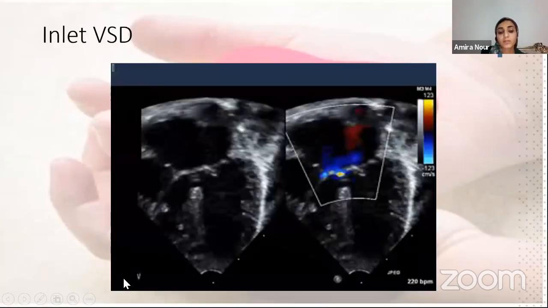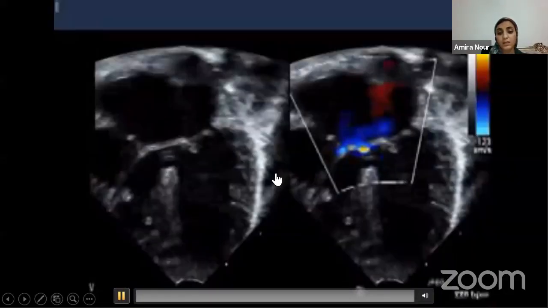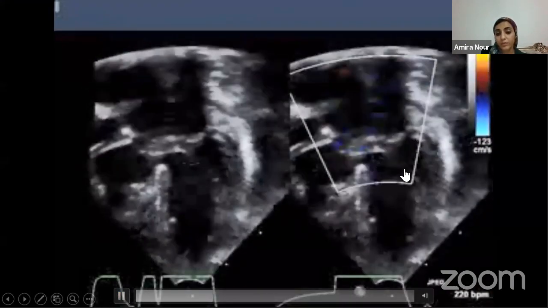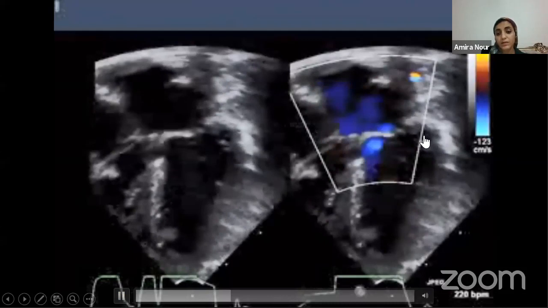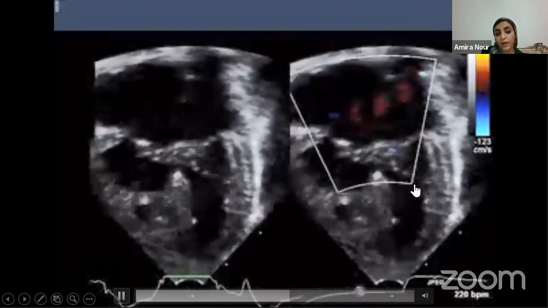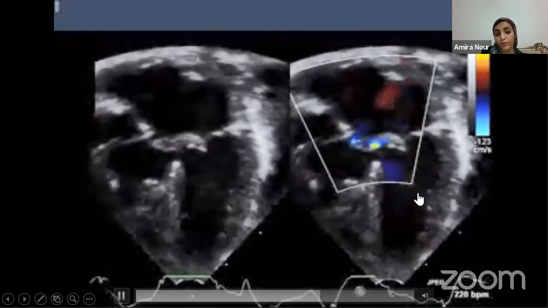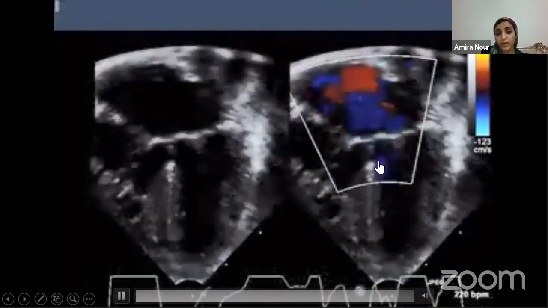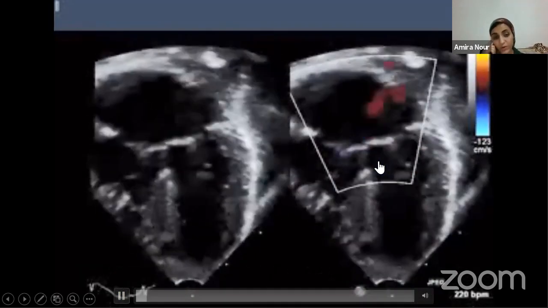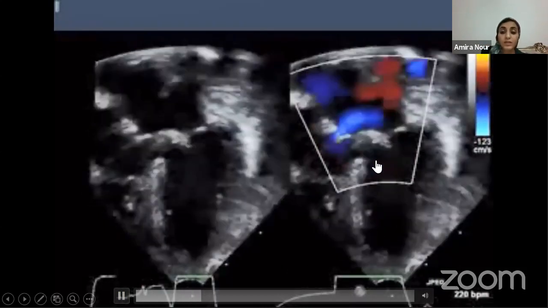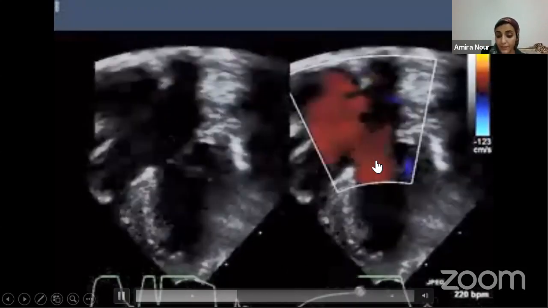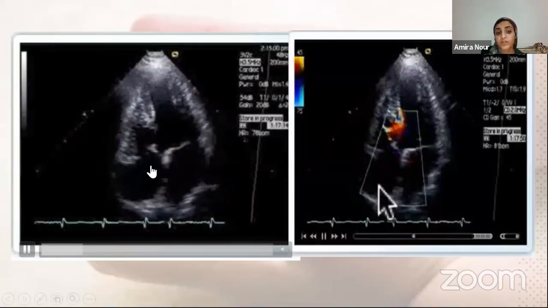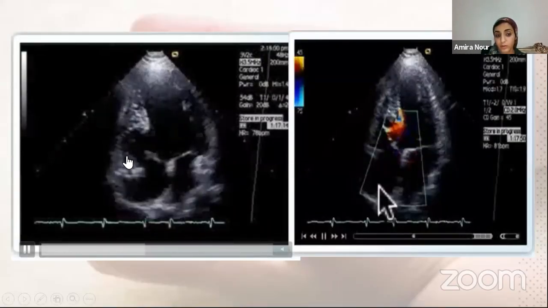And here is an example of the inlet VSD. And as Dr. Hatem mentioned earlier, we call it a canal type VSD. This is an echocardiographic apical four-chamber view of a patient with common AV canal, but this is not our issue today. I just want you to remember that an inlet VSD is a canal type VSD. Also, this is another form of an inlet VSD here, which is related to the AV valves.